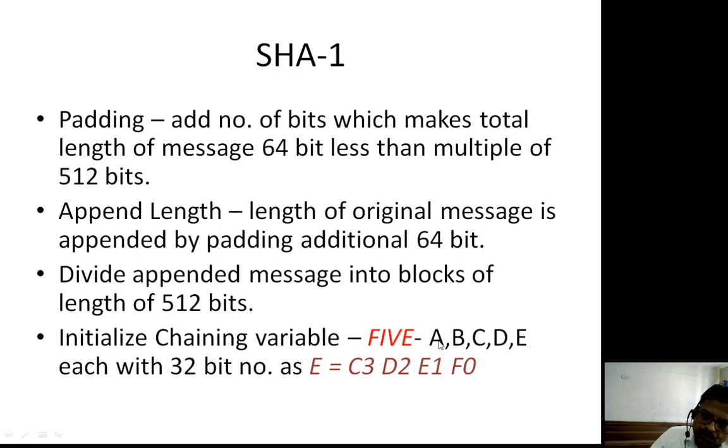A will have the value 0 1 2 3 4 5 6 7. B will have 8 9 A B C D E F, and C will have F E D C B A 9 8, and then D will have 7 6 5 4 3 2 1 0. And E will have C3 D2 E1 F0.